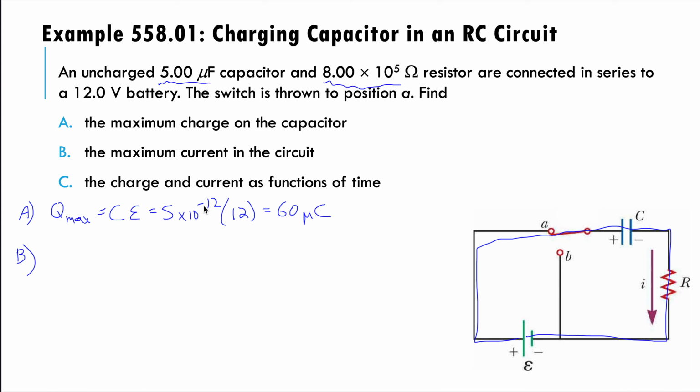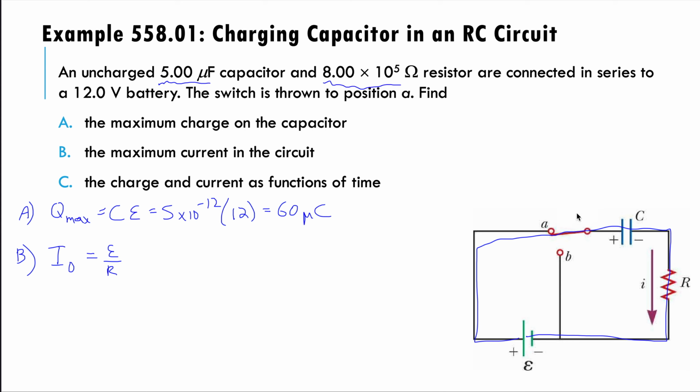Part B, we want to know what is the maximum current in the circuit. This is another plug and chug. The maximum current is the initial current in the circuit, right? Because we have the most current as soon as the switch is closed, and then we have no current when the capacitor is fully charged up. So the maximum current is given by Ohm's law, E over R.